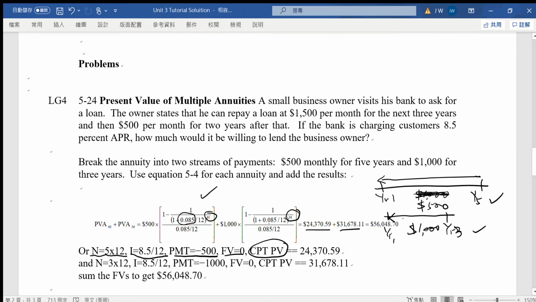That is 24,370.959. The second annuity will be for the 3 years. That's why the period will be 3 times 12, and the interest rate, and then the regular payment for every month is 1,000, no future value, and the present value of this annuity will be 31,678.11, and you add up together, we will have the same result. That will be the way to work it out.